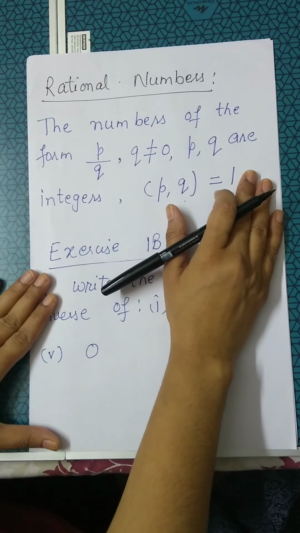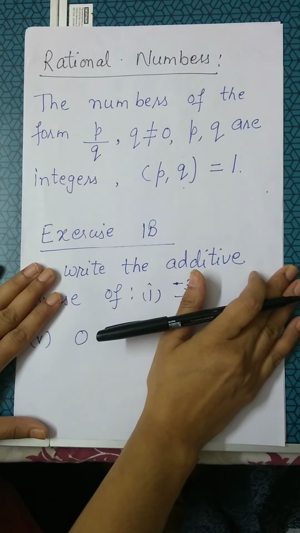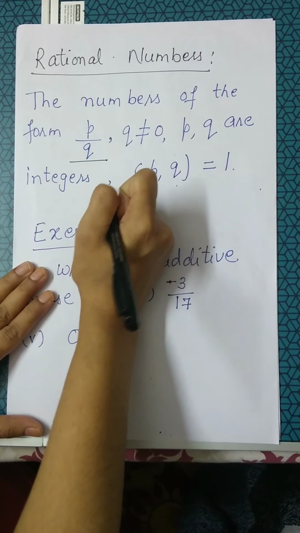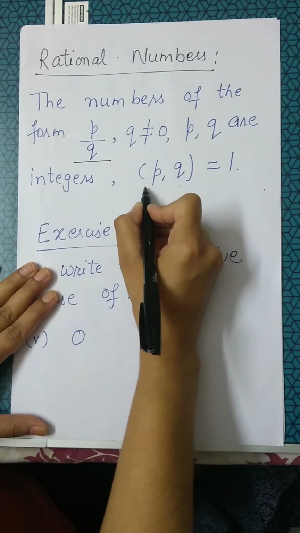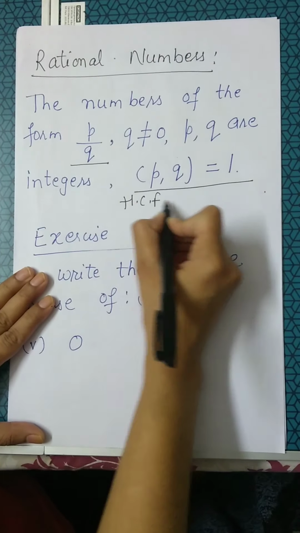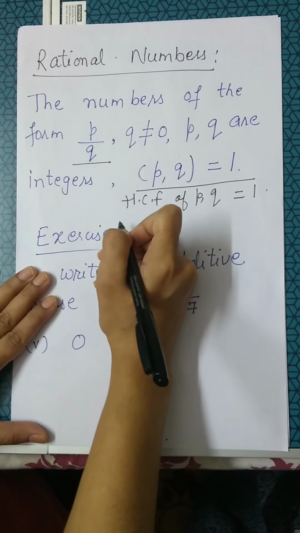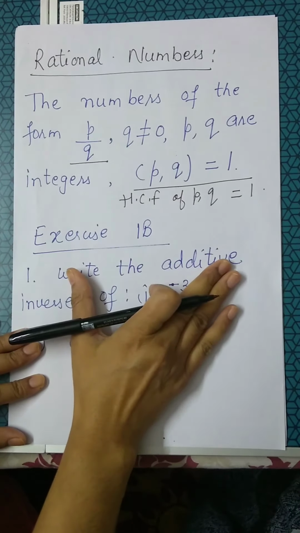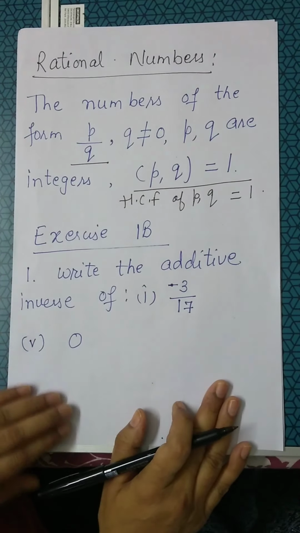Now we'll continue with rational numbers. You have done up till fractions here. Now rational numbers are the numbers which can be written in the form of P over Q, where Q is non-zero, and P and Q are integers. And one important condition is that the HCF of P and Q should be 1. So we have to be very careful, otherwise they will be fractions. Now, a few different types of questions in 1B. They are quite easy, but let us quickly discuss.